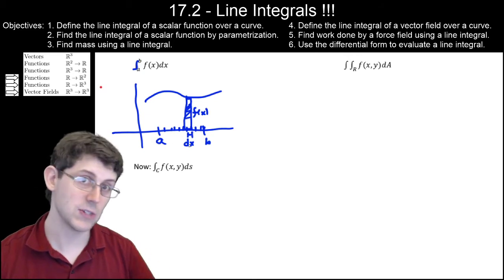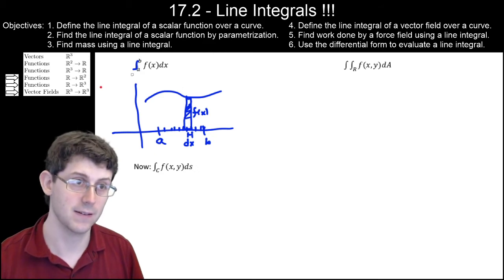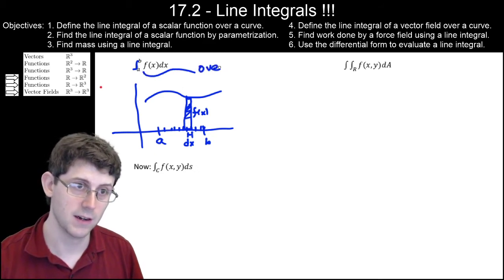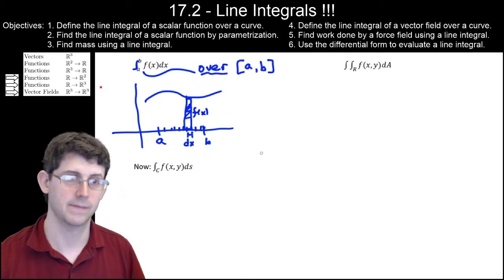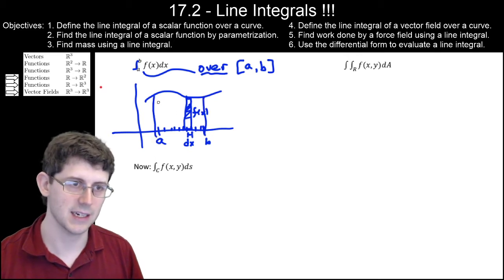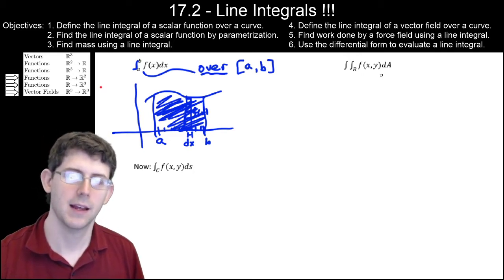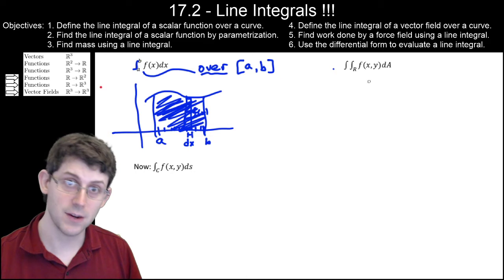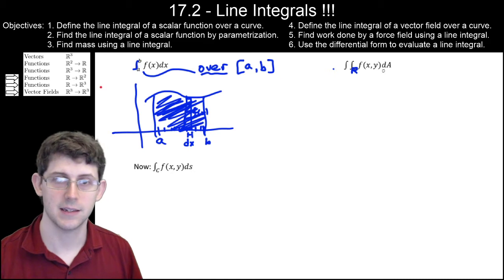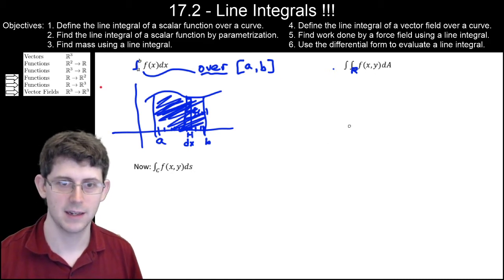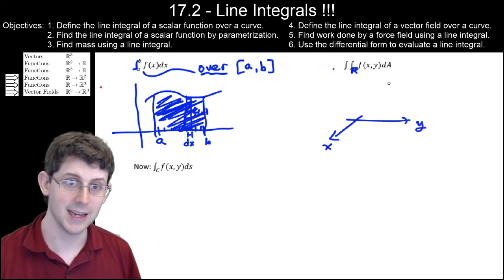But the point is that the thing you chopped up, the base of the integral that everything was happening on, was the interval from a to b. So this is over, that's the preposition we use, over the interval a to b. And the end result of this integral was that it gave you the area under the function over the interval a to b. Now, in the last chapter, you figured out how to do double and triple integrals, and the bounds referred to the region that the integral was happening on. So if you had a function of two variables, the input was points in the plane, and the output was the height, f of x y.